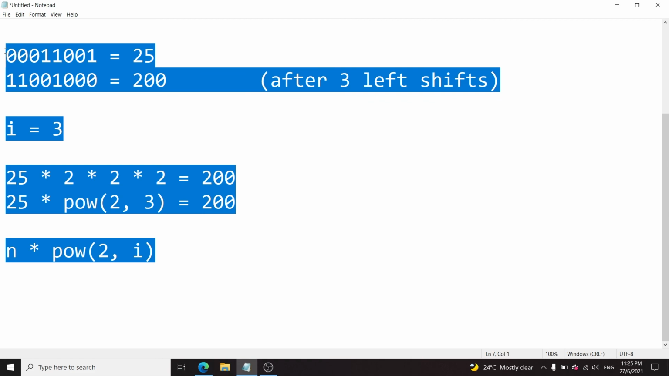In the next video, we're going to look at the code and see how we can perform left shift bitwise operations in C++.